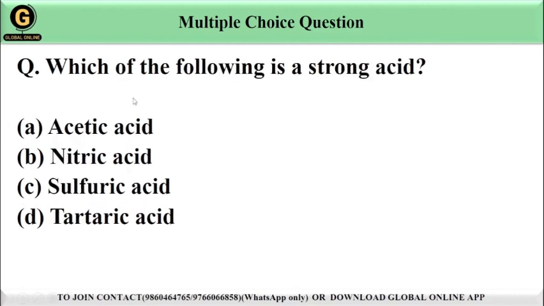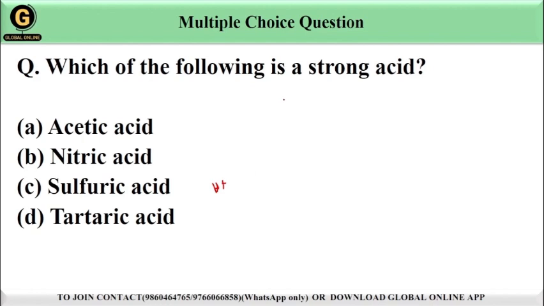Which of the following is a strong acid? Options are given: A. acetic acid, B. nitric acid, C. sulfuric acid, and D. tartaric acid. Friends, sulfuric acid is a strong acid because it releases a large number of hydrogen ions when it is mixed with water, which makes it highly reactive. Strong acids like sulfuric acid can cause severe burns and are often used in laboratories and industries for various purposes.